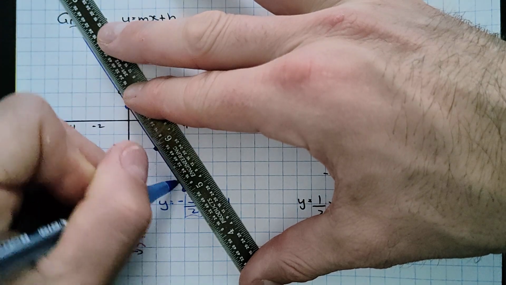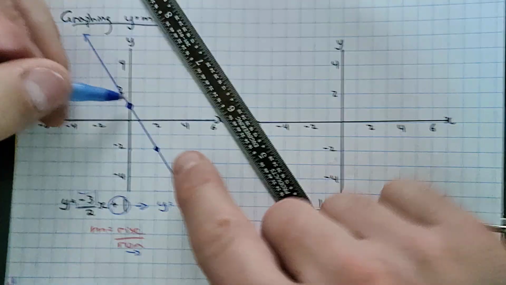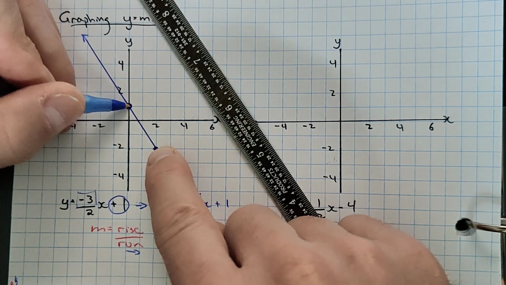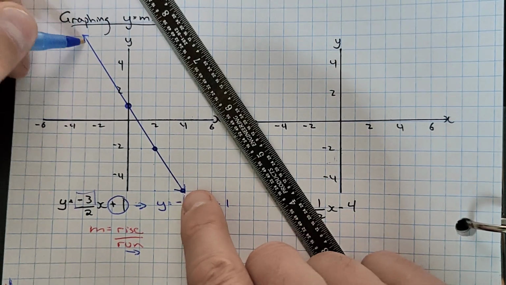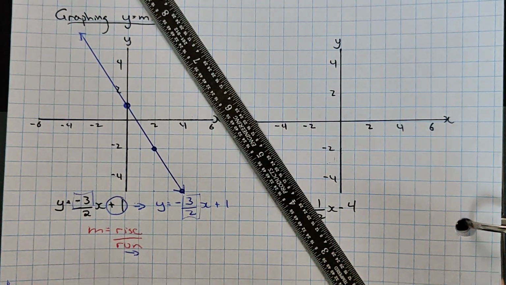I'll run that all the way across, and I get my line. Don't just put a line between the 2 points, because that is called a line segment, not a line. It doesn't represent the graph. The graph does continue, and that's why we put the arrows on as well, to note that we are continuing.